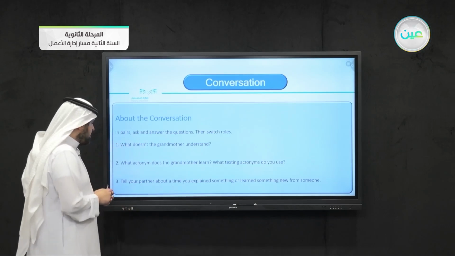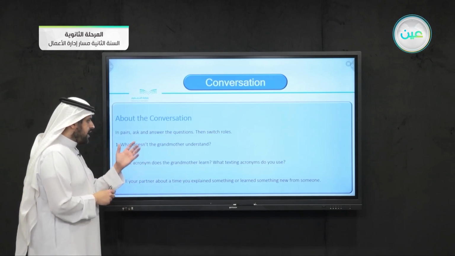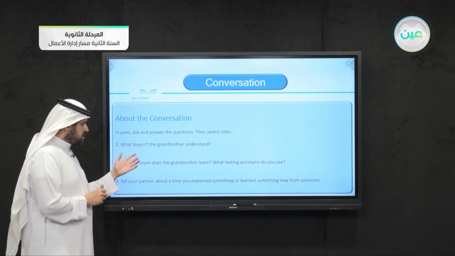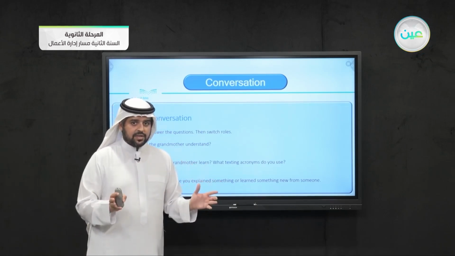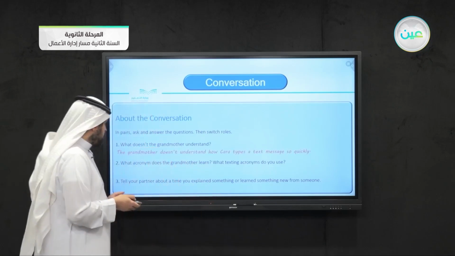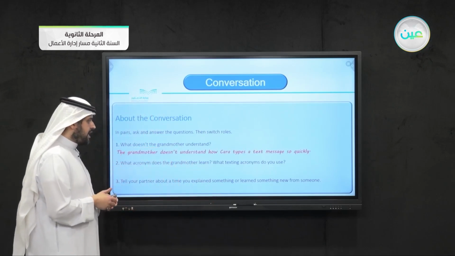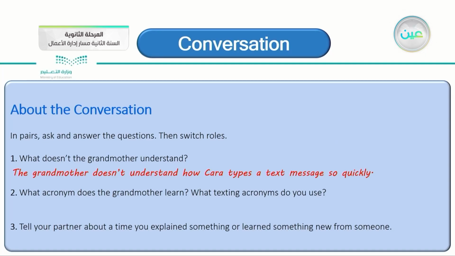So the first question, what doesn't the grandmother understand? This is very obvious. Yes, very good. The grandmother doesn't understand how Kara types a text message so quickly. She was sitting here for just one or two seconds, then she found out that Kara finished a whole sentence in texting. That's what she doesn't understand. Again, the grandmother doesn't understand how Kara types a text message so quickly.